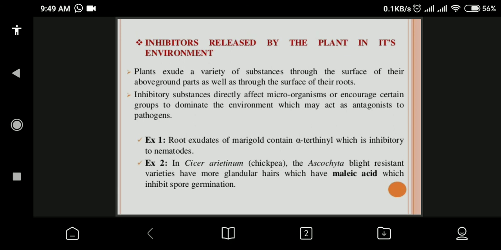Antagonism is a mechanism by which a living organism can inhibit the growth of another living organism. There are two examples. Root exudates of marigolds contain alpha-terthienyl, which is inhibitory to nematodes. Similarly, resistant varieties of Cicer arietinum, chickpea, have more glandular hairs which contain malic acid, which inhibits spore germination.